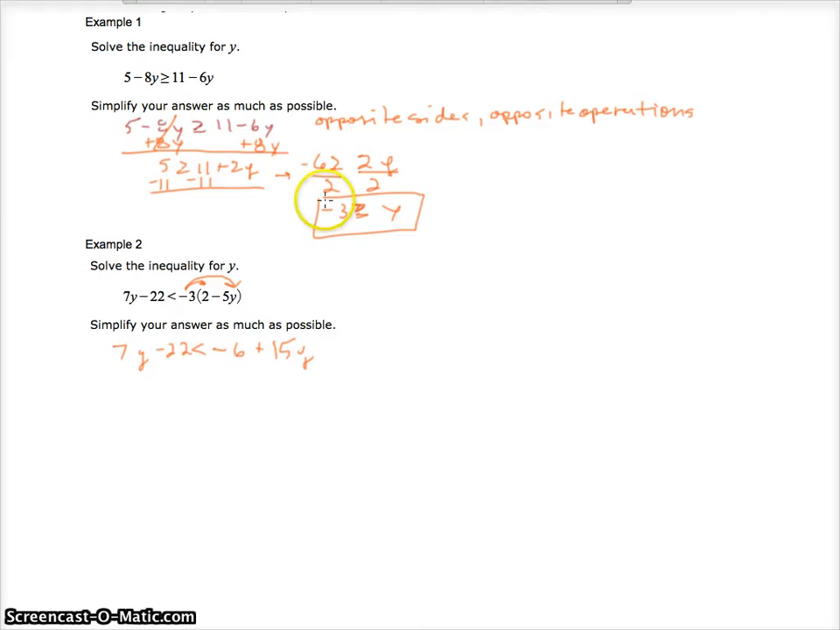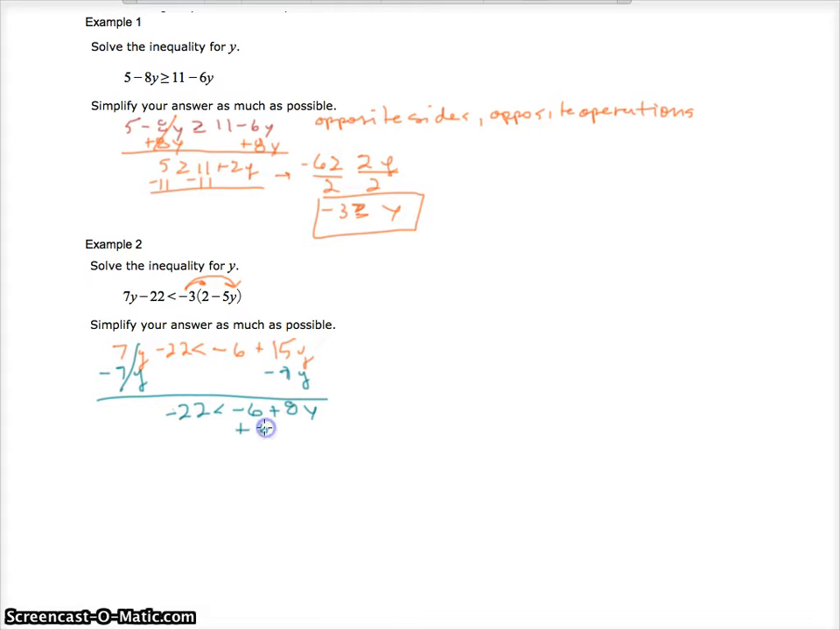Now I can start solving this guy. Let's start with my variables. I want to cancel my y's from both sides. If I subtract 7y from here, I get negative 22 is less than negative 6 plus 8y.